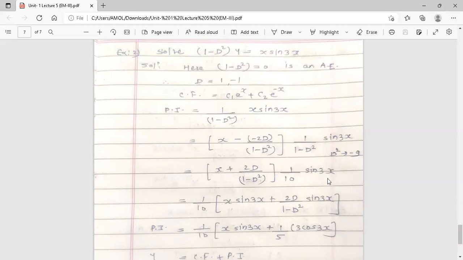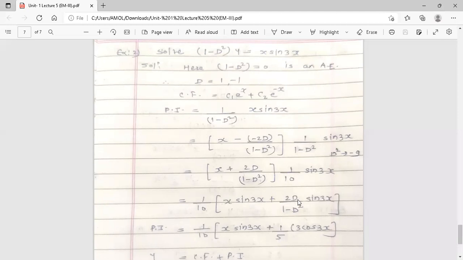You solve this bracket term for sine 3x. So x into sine 3x is x into sine 3x plus 2D upon 1 minus D square into sine 3x. Now solve this term for sine 3x. Now replace the terms of D square by minus 9 because we are solving for sine function. Again a is 3, so the square of 3 is 9. Give negative sign to it and replace D square by minus 9. So 1 minus of minus 9 means plus 10, and 2 upon 10 is 1 by 5.